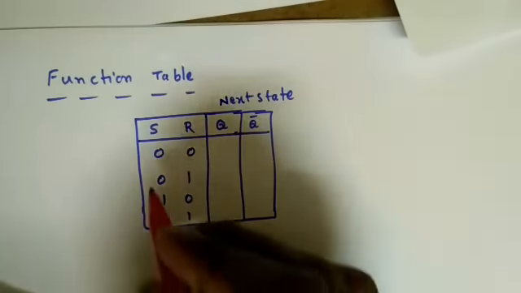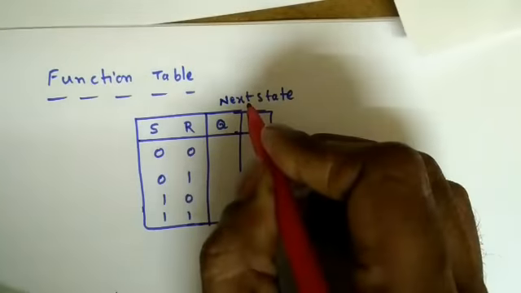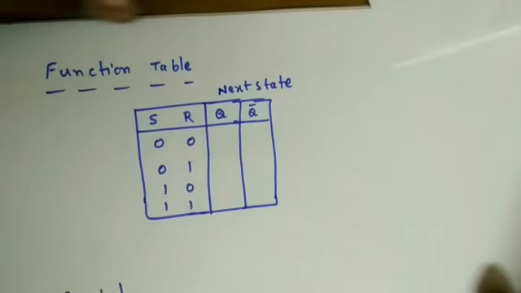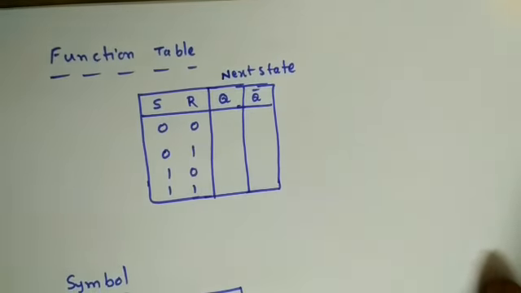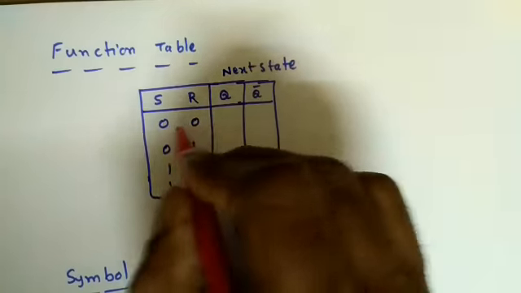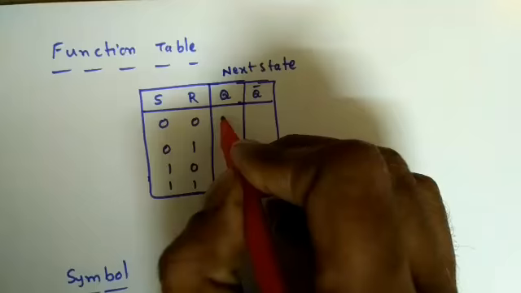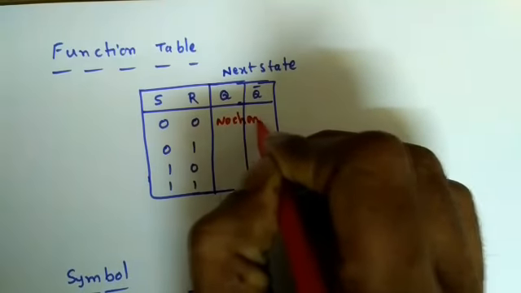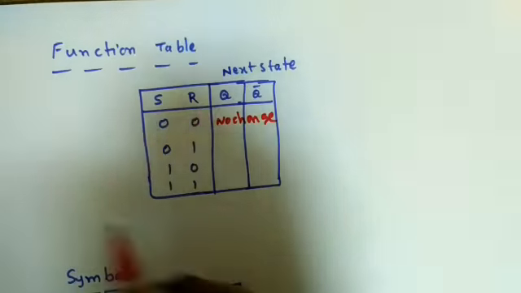So in the functional table, whenever 0 0 is happening, what is the next state? Generally remember, whenever you are talking about the latch or flip flop, we always talk about the present state and the next state. Depending on the input, what is the next state? Whenever we give 0 0, it will follow the previous state, or we can say simply no change, right? So this is the first condition.